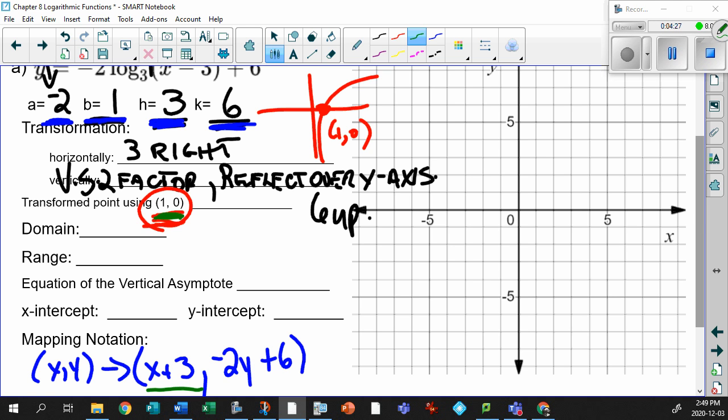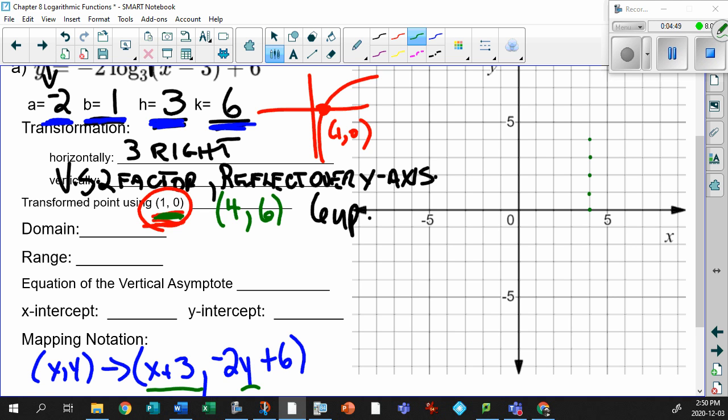Well, 1 plus 3, oh, that's tough. That makes this a 4. 0 times -2, well, that's simple enough. 0 times -2 is 0, right? Plus 6 makes my new point 4, 6. So I can actually go out here and put this new point on. 1, 2, 3, 4.